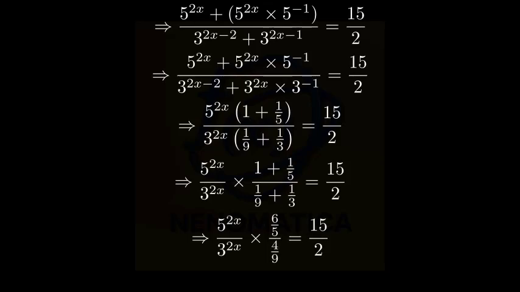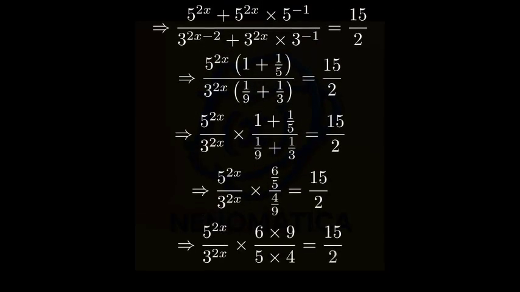1 plus 1/5 equals 6/5, and in the denominator, we need to find a common denominator for 1/9 and 1/3. 1/9 stays 1/9, and 1/3 is equivalent to 3/9. So the denominator becomes 1/9 plus 3/9, which is 4/9. To simplify the constant fraction, we'll multiply 6/5 by 9/4.